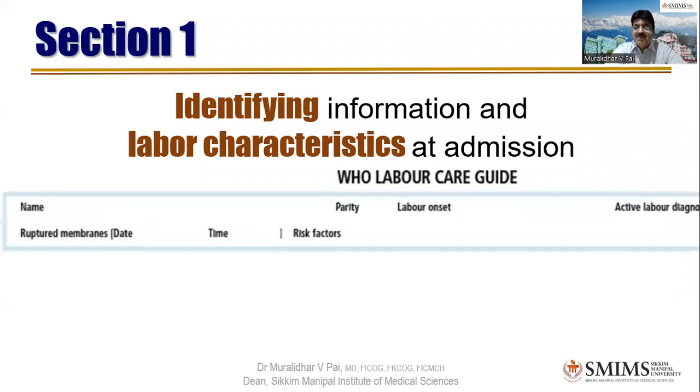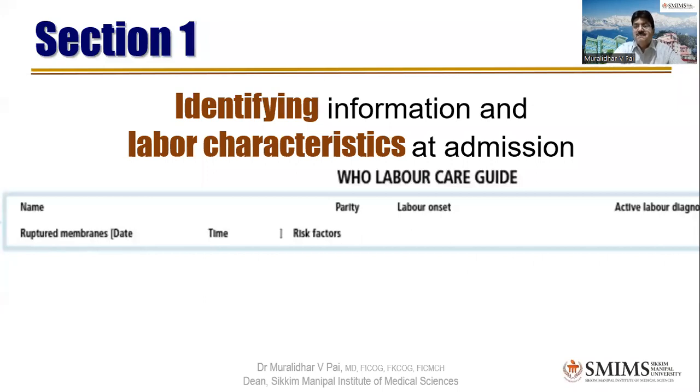It has the name of the patient, parity, primigravida or multigravida. We call it gravida index or gravidity index. Labor onset: when was the labor started? It includes maybe the latent phase, but you have to know when it actually started. Active labor diagnosis: when did you make the active labor diagnosis? When was it 5 centimeters? Or at the time of admission, how many centimeters was she?